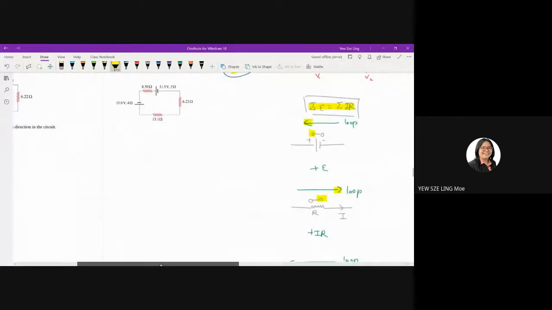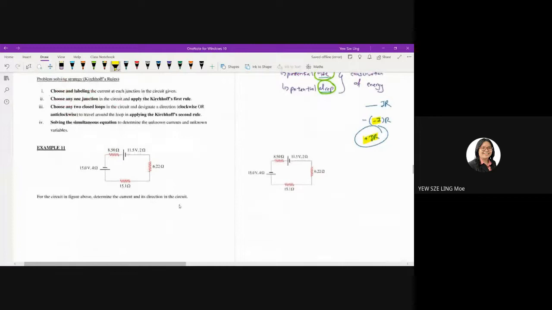So now let us see how to solve a question that involves Kirchhoff's law. First, if you look at the steps given, the first one is to choose and label the current at each junction in the circuit given. If it is not given, most of the time it will be given. Only on some rare occasions will questions ask you to determine it, for example in example 11.